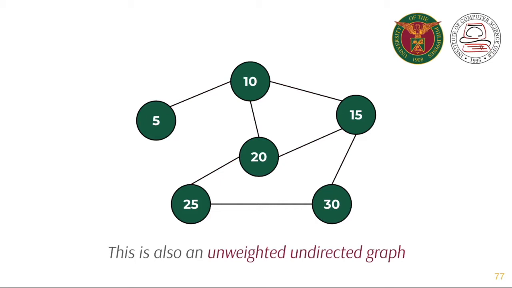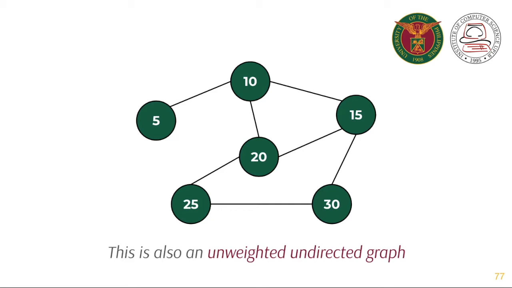A graph is unweighted when the cost of going from one vertex to another is not indicated in the graph or the cost of traversing each edge is the same. For example, the cost of going from vertex 10 to vertex 20 is the same as the cost of going from vertex 25 to vertex 30, even if in the figure, the edge from 10 to 20 is shorter compared to the edge from 25 to 30.